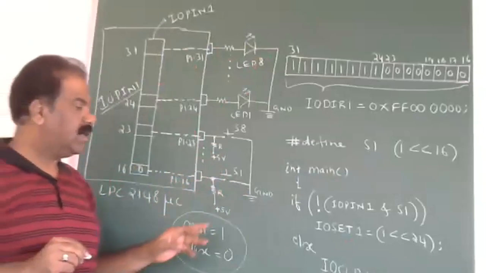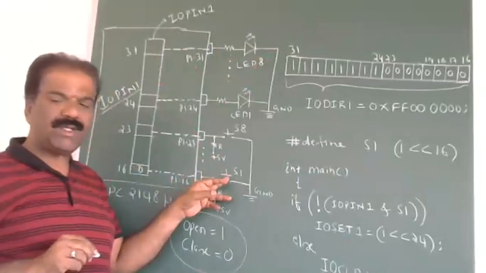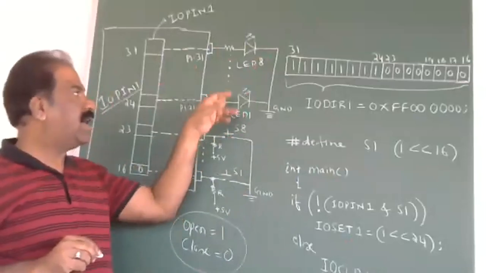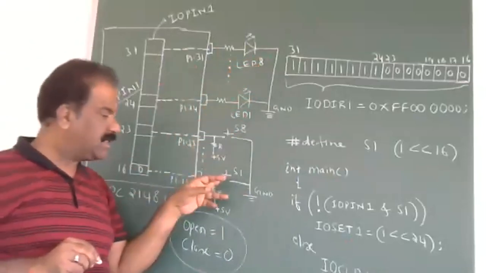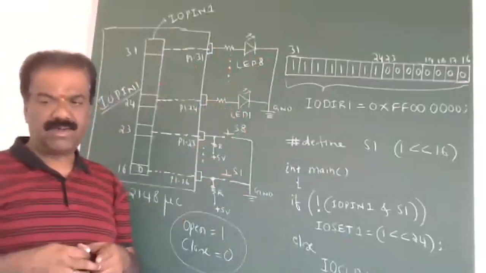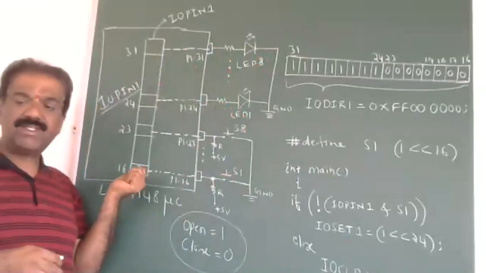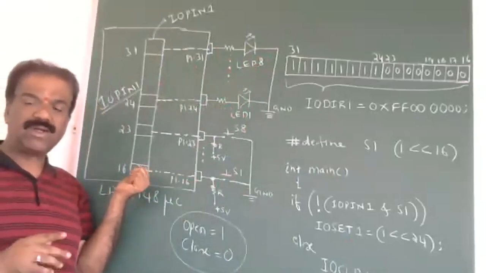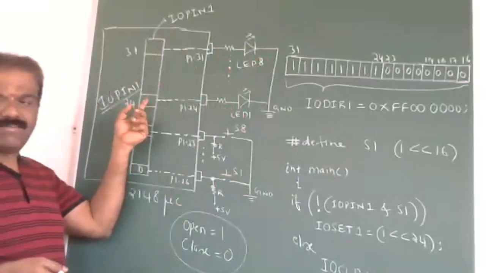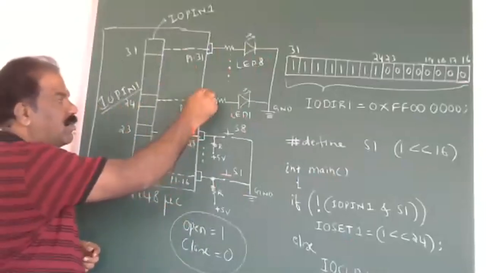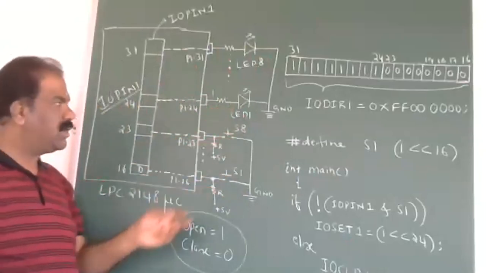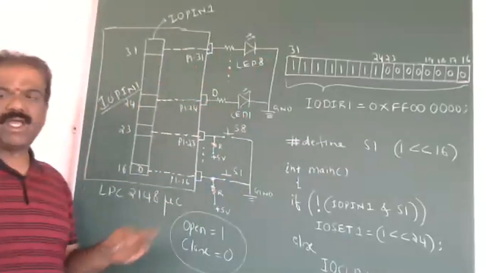Suppose you assume S1 is open, LED 1 must be off. If S8 is open, LED 8 must be off. If you press switch 1, then LED 1 must be on. Like that, you have to write a program. Here you have to check this particular bit. If it is 1, what does it mean? It is open. If it is 0, what does it mean? It is closed. Then if it is low, we have to make this pin P1.24 high if it is closed, meaning make it on. If it is open, we have to make it low by using the IO clear register.